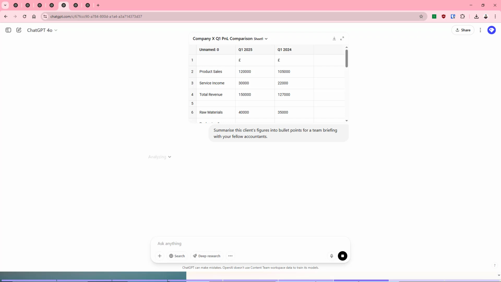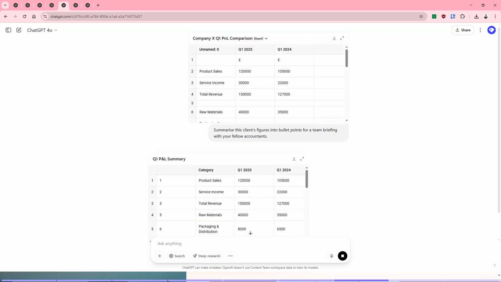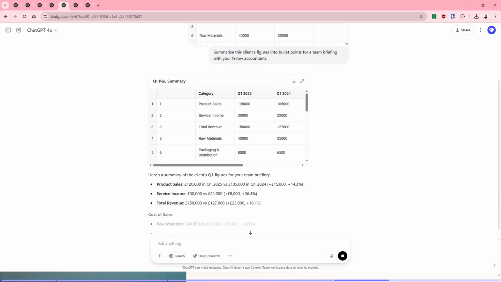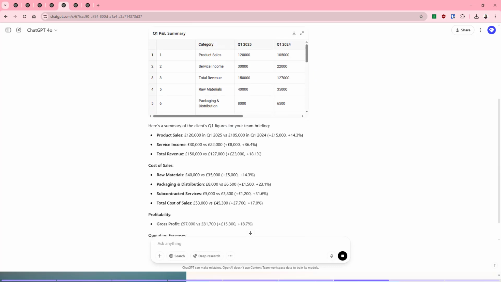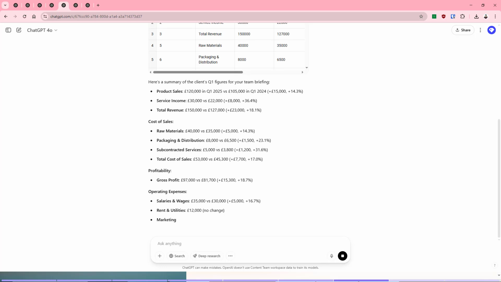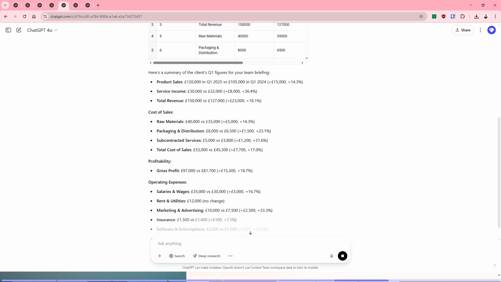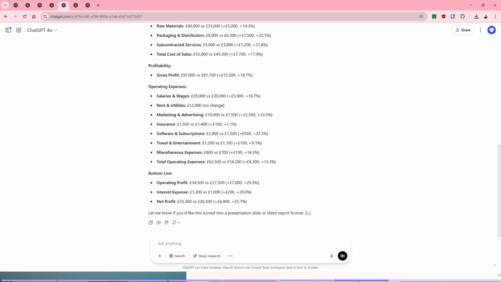So we'll just give it a moment. And you can see it's analyzed in bullet points a key list of figures. So talking about product sales and the growth, both in terms of the nominal cash value growth and also the percentage growth for these different figures.